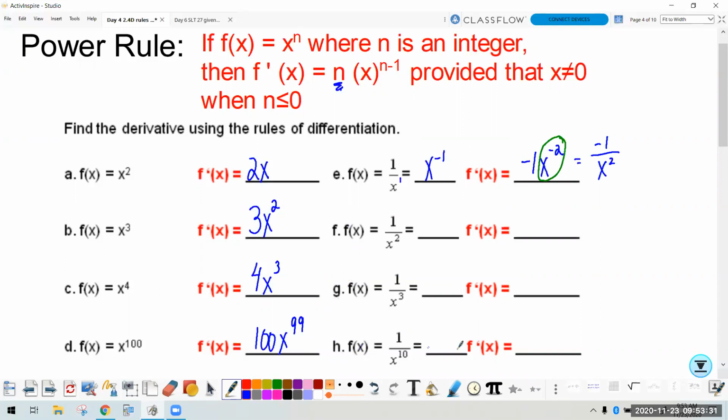We're going to repeat that for f, g, and h. 1 over x squared, I can rewrite as x to the negative 2. Now I can do the derivative. Negative 2 becomes the coefficient. Subtract 1 from the exponent. But then I have to rewrite that without the negative exponent. So just the x will move back to the denominator.